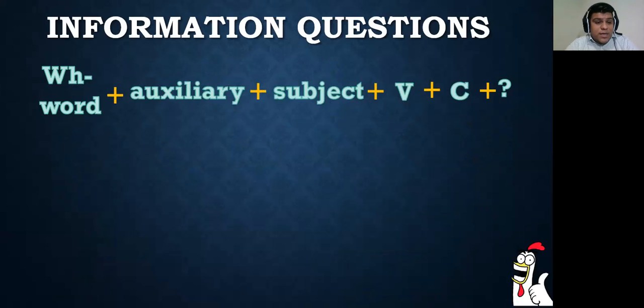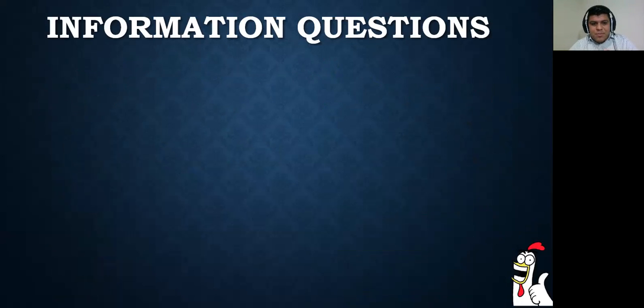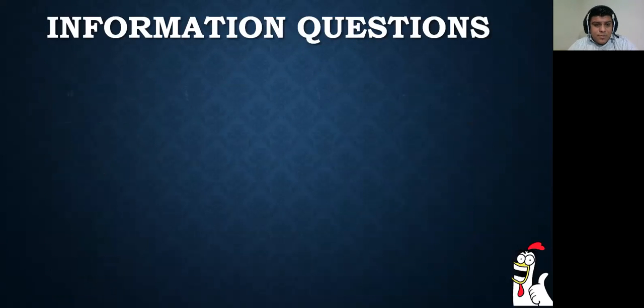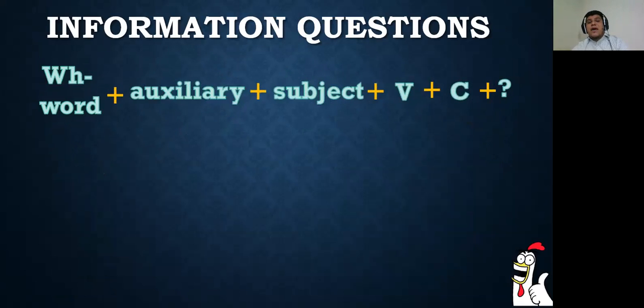The first element that we need is a WH word. Remember the previous one? What, when, why, who, where, or how. In this case, the first element, WH word. After the WH word, we have the auxiliary. In this case, because the emphasis of the class is to use can, the next word is going to be the auxiliary can. After the auxiliary, we go over the subject. And after the subject, we have the main verb. And finally, we have the complement.